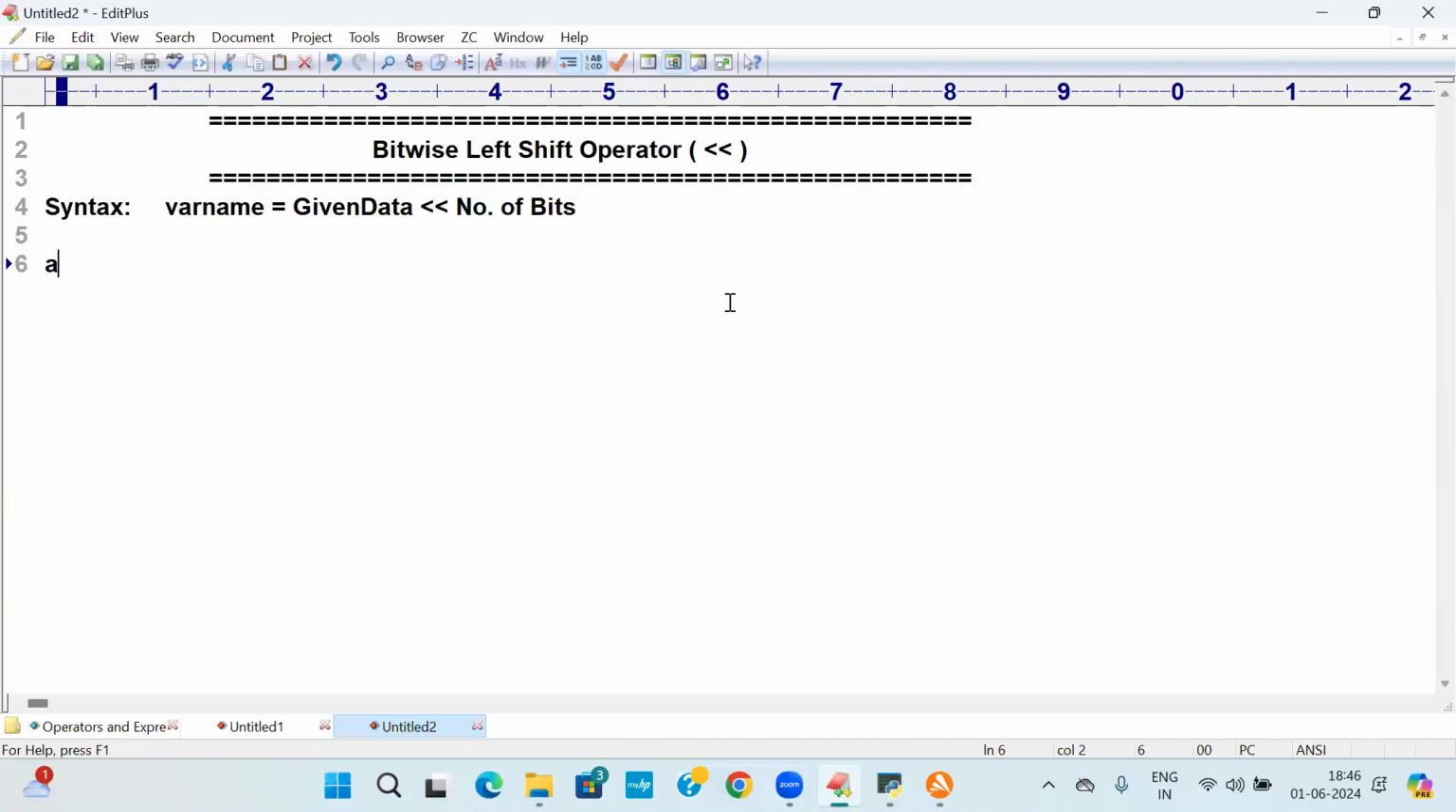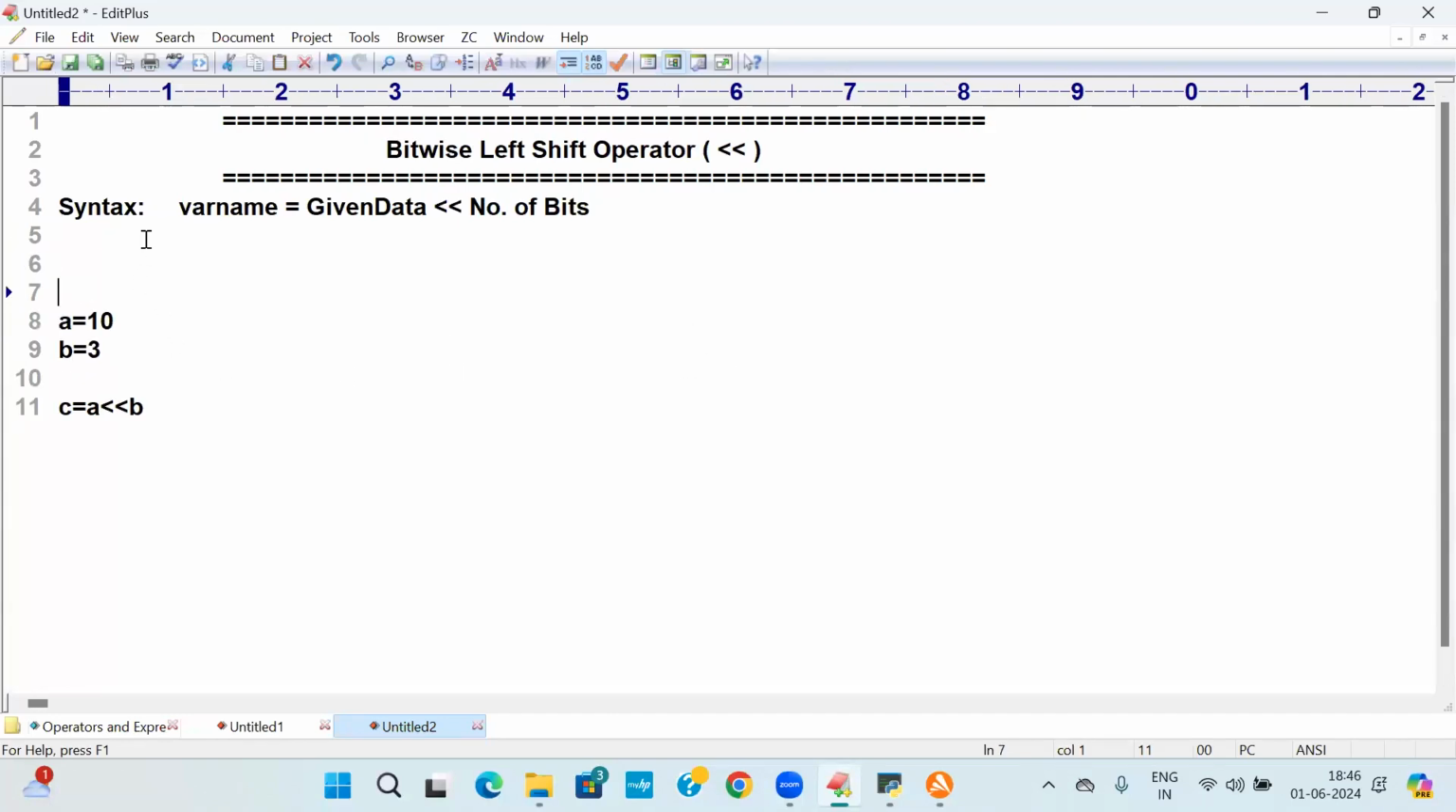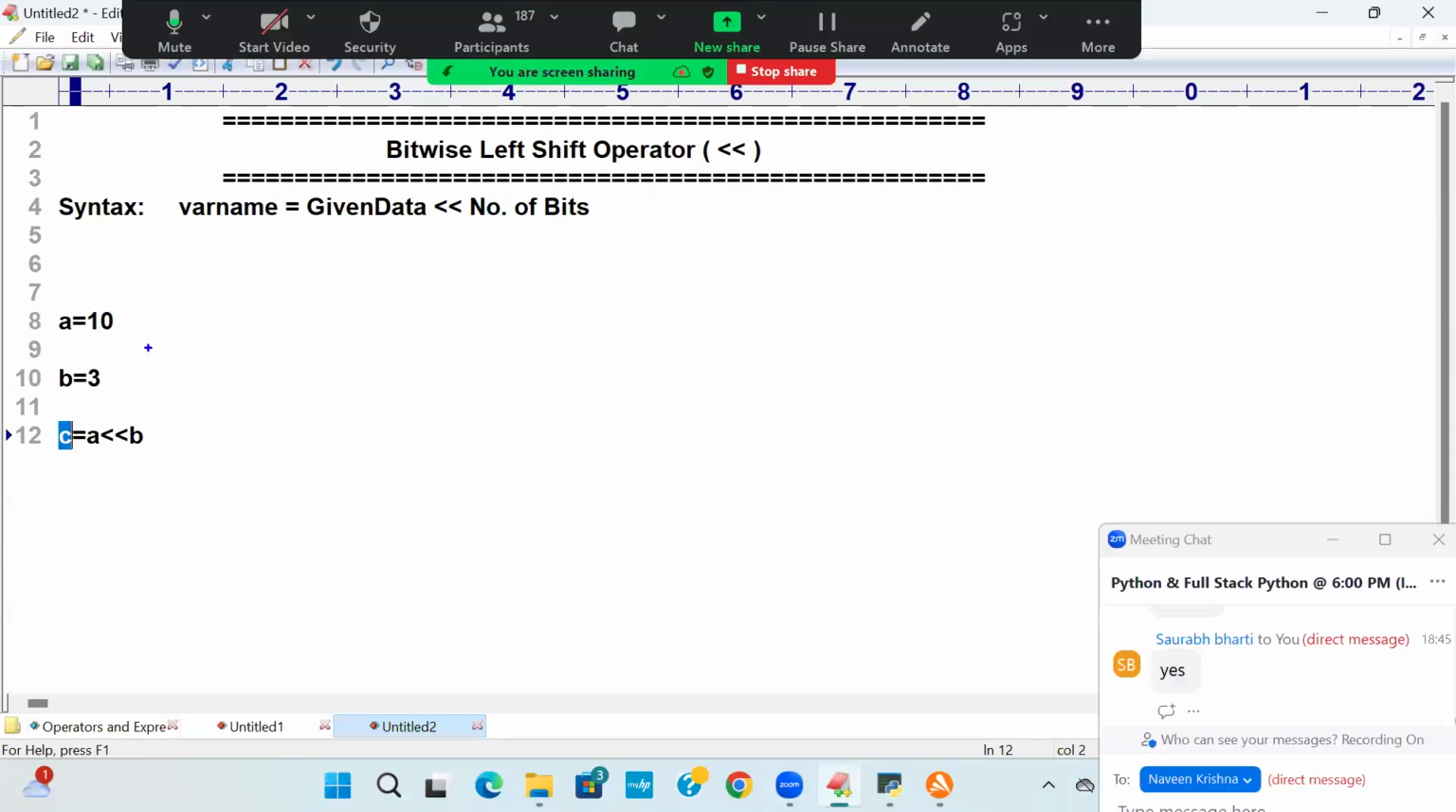Take the data directly. Now I am taking an example. A is 10, B is 3. I am writing C is equal to A double less than B. This is a compulsory question in interviews. I'll show the diagrammatic representation also. Online students, carefully follow. A is equal to 10, B is equal to 3. A double less than B. What is the answer of C? That is the question mark. For that, how to answer it? Now I'm going to say.